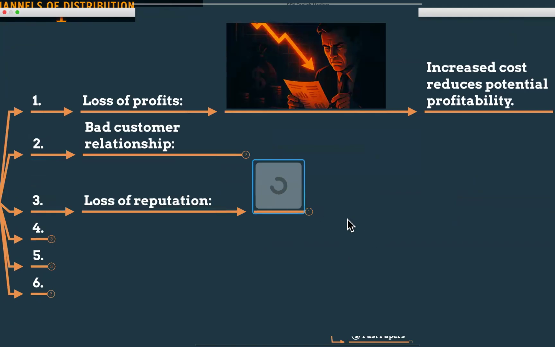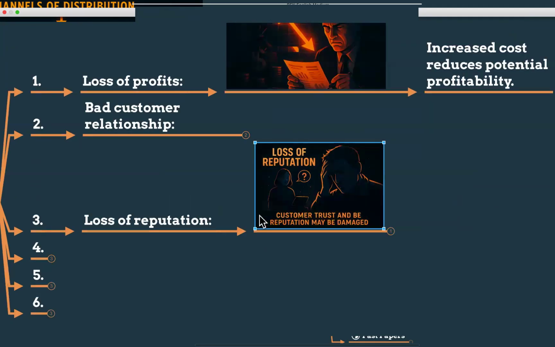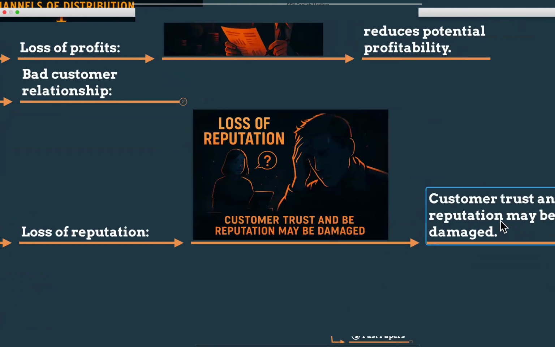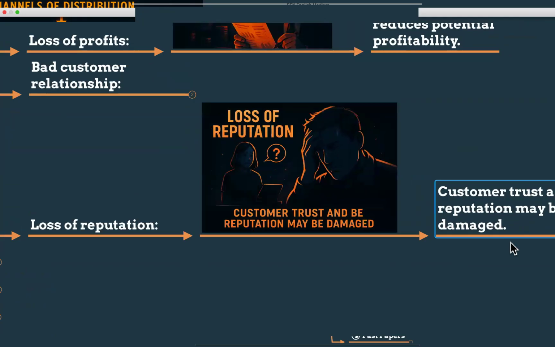And the loss of reputation, right? Loss of reputation. The customer trust and reputation may be damaged. As I mentioned earlier, distribution problems can damage your brand image. Customers lose trust in you. There will be bad word of mouth marketing, right? Think about your fresh milk. It always arrives in a damaged condition.